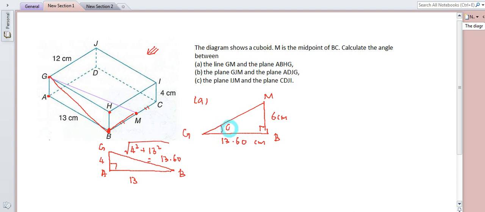So we're looking for this angle. Now we can use tangent. Tangent theta is equal to opposite divided by the adjacent. So theta is actually equal to arctangent. Just press the calculator, 6 divided by 13.6. So the answer is 23 degrees 48 minutes. Then we go to part B.